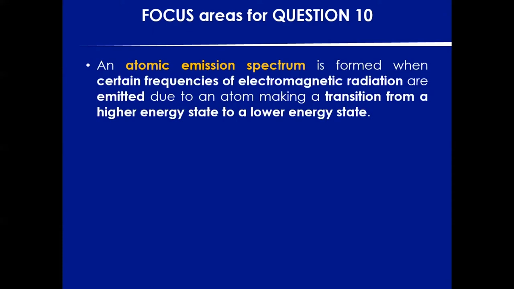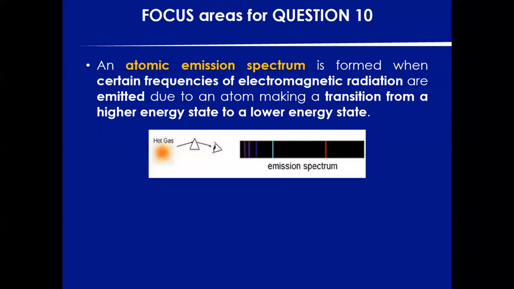Another concept you need to know is that an atomic emission spectrum is formed when certain frequencies of electromagnetic radiation are emitted due to an atom making a transition from a higher energy state to a lower energy state. Let's use a gas. If you heat the gas, some of the electrons become excited. They absorb energy and go to higher energy levels, but they're not stable there, so they fall back to the ground state. As they do so, they lose energy in the form of light, and that gives rise to what we call the atomic emission spectrum. For a hot gas, that is what you are going to see.